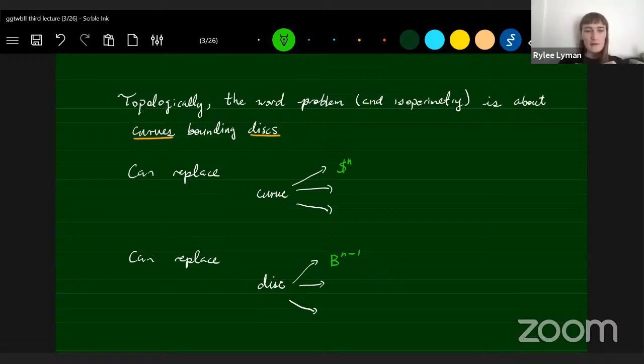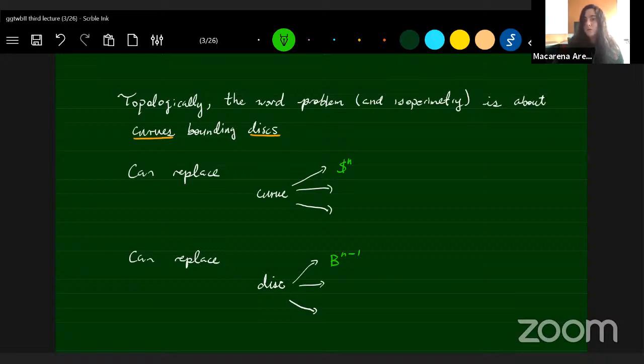Another direction is... There's a question in the chat: if you're a subgroup of a hyperbolic group, do you have a polynomial Dehn function? Not in general, just for the examples that we mentioned. I'm not saying that that is a theorem in general for all hyperbolic groups.